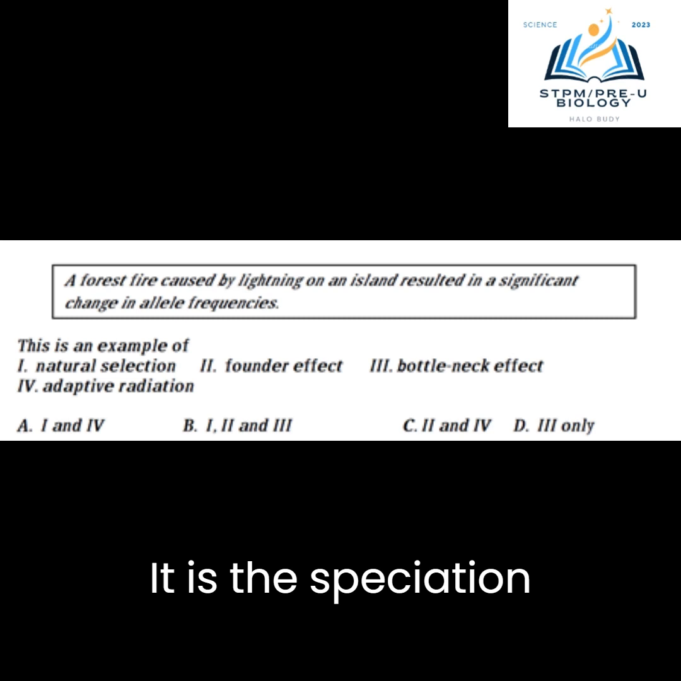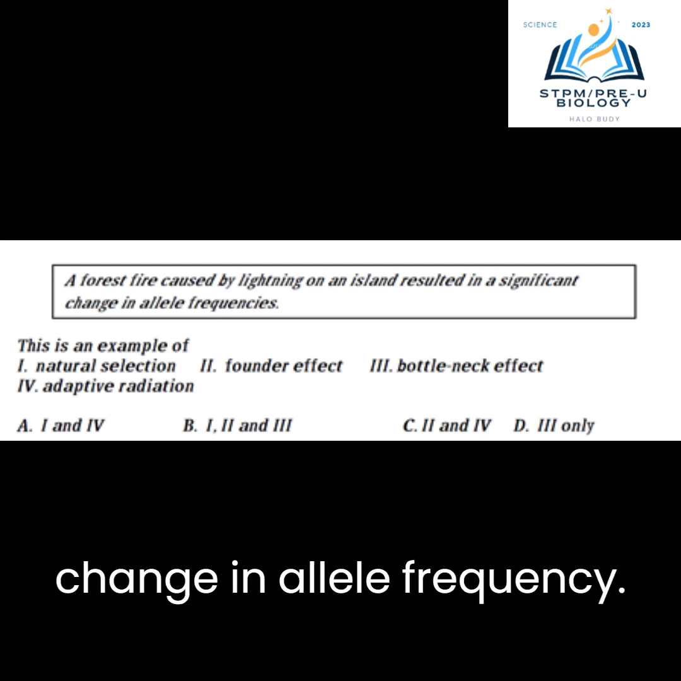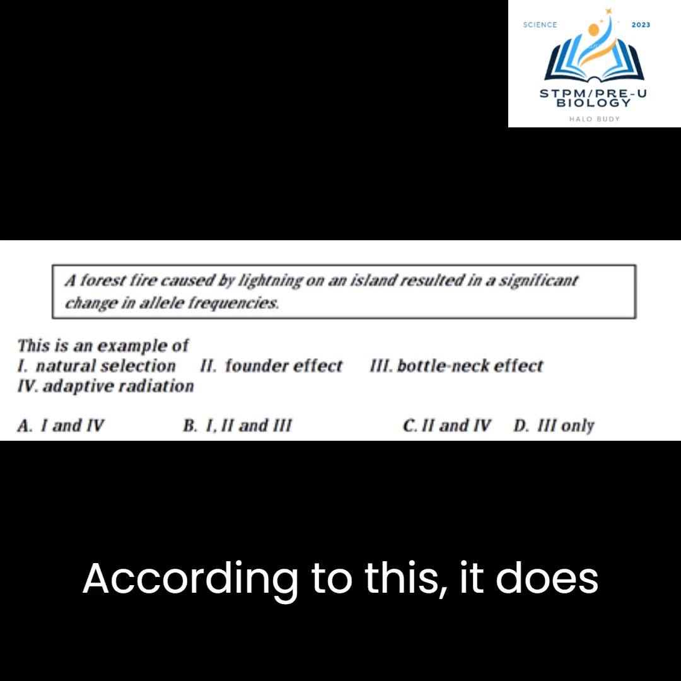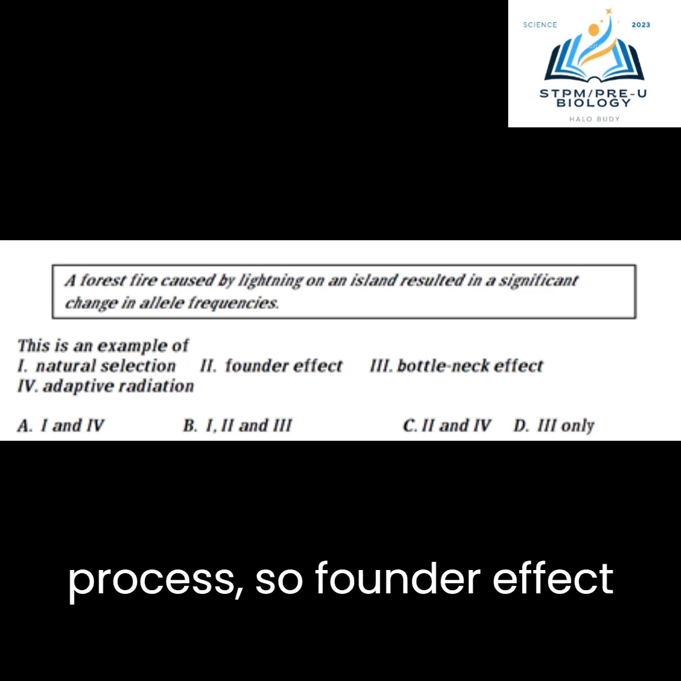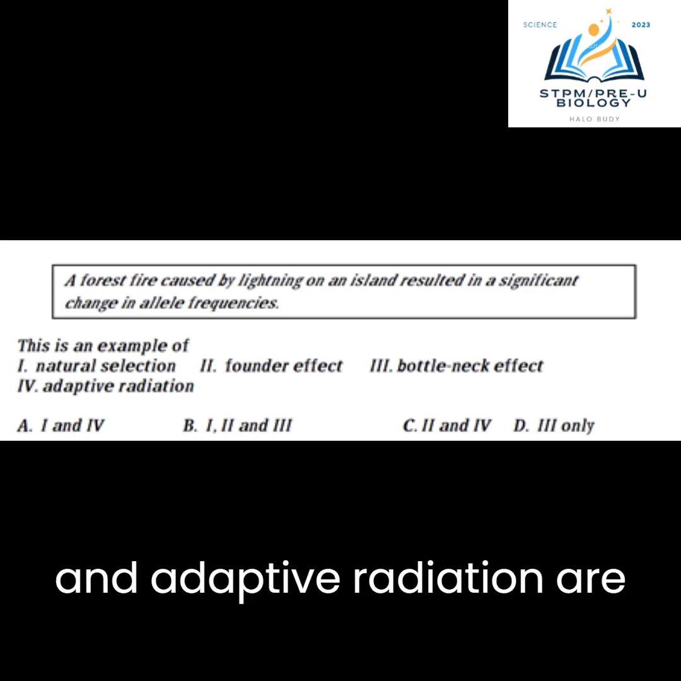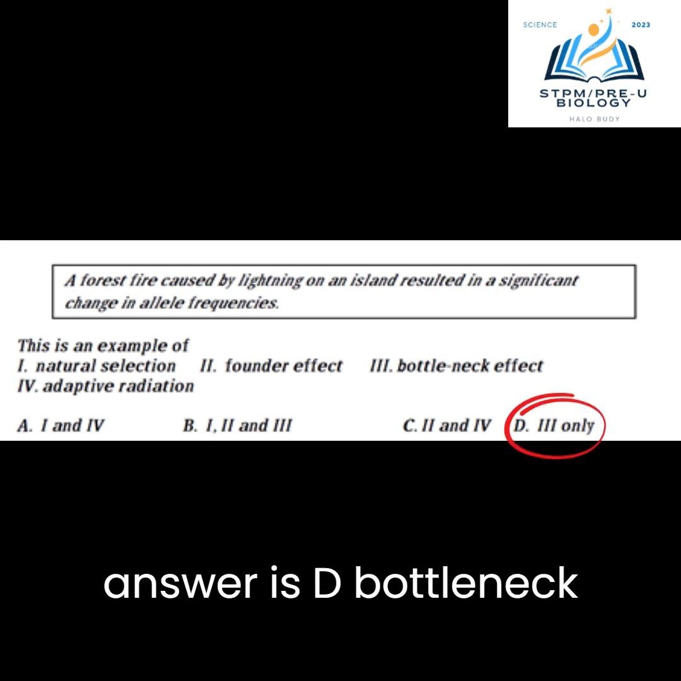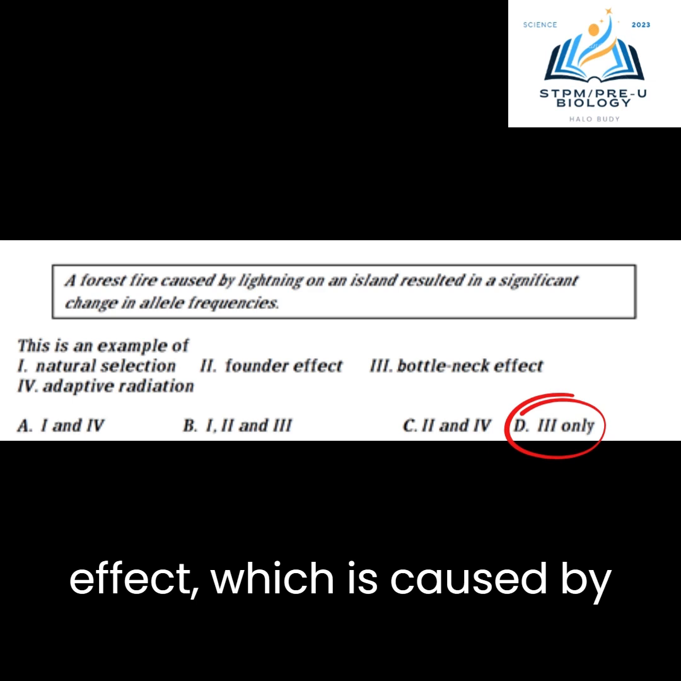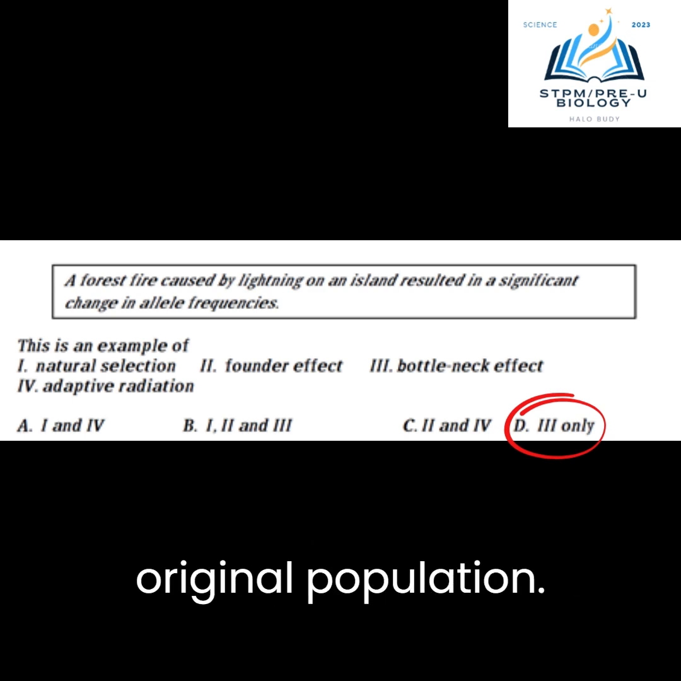It is the speciation question. The question states that the island fire caused by lightning caused a change in allele frequency. According to this, it does not involve any migration process, so founder effect and adaptive radiation are not suitable in this question. Hence, the correct answer is D. Bottleneck effect is caused by a disaster resulting in a decrease of a large amount of the original population.